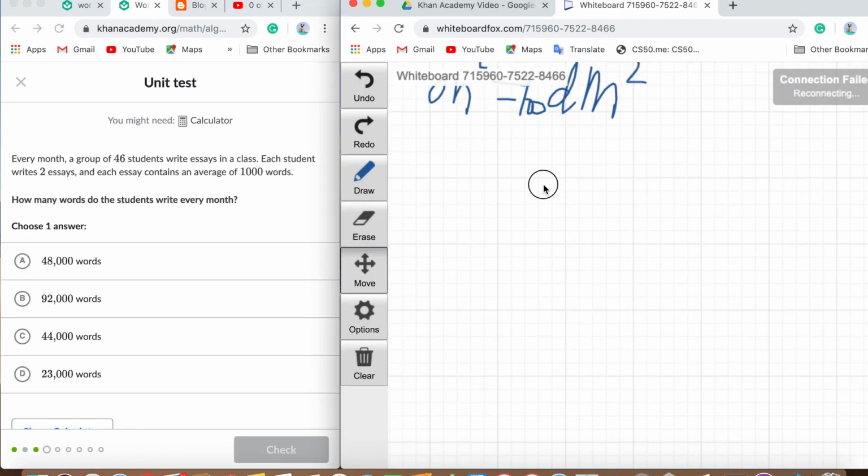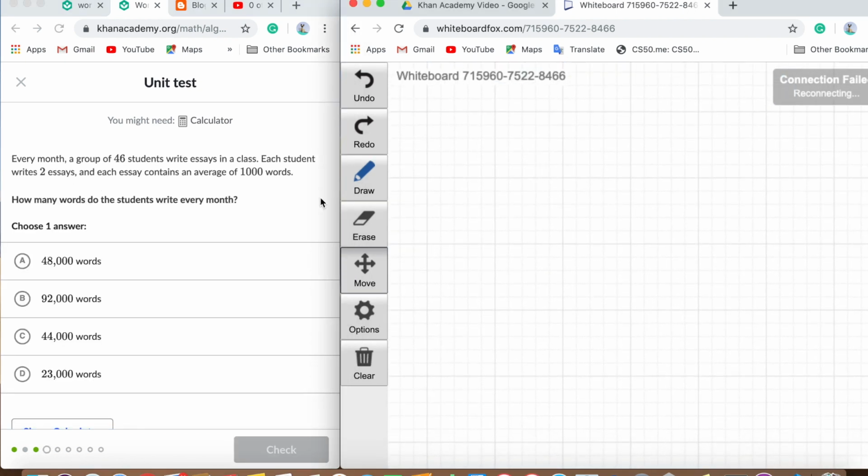So, question number 4. Every month, a group of 46 students write essays in a class. Each student writes 2 essays, and each essay contains an average of 1,000 words. That's kind of a lot. So, how many words do the students write each month?